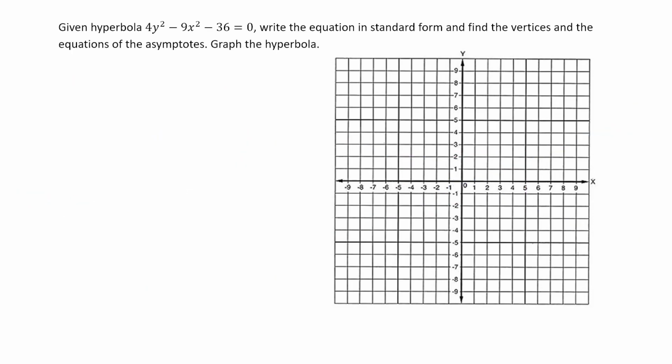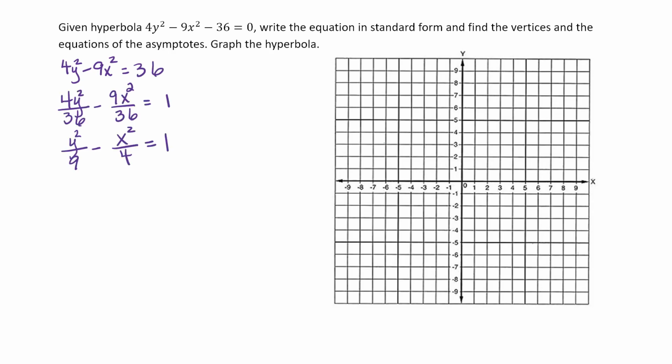Given the hyperbola 4y squared minus 9x squared minus 36 equals 0, we want to write the equation in standard form, find the vertices, and the equations of the asymptotes. So we're going to first of all put it in the right form. So we will have to divide everything through by 36. And now we will set x equal to 0 and see what we get for y.